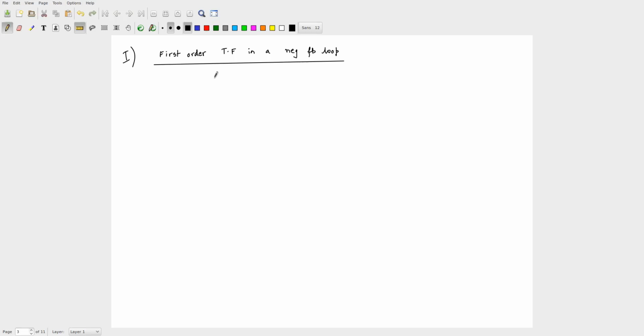So I'm going to take my A of S to have this form: A naught divided by 1 plus S by P1, where P1 is greater than 0. Okay, so this whole quantity, where are the poles? The pole is at minus P1. Is it stable? So this block itself is stable, right? Stable A of S.